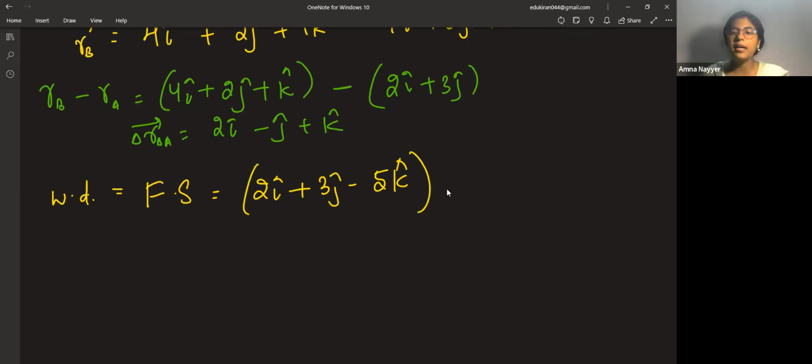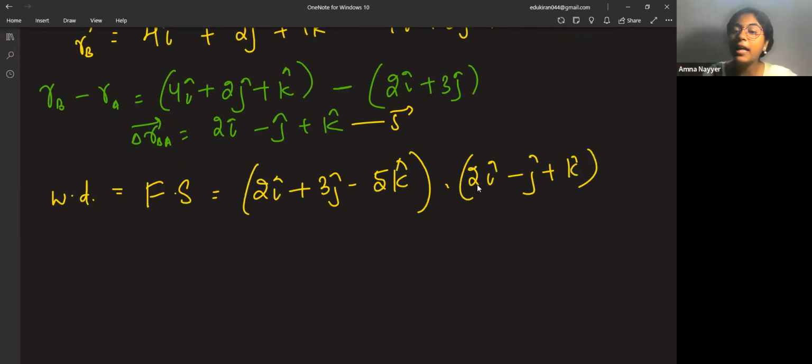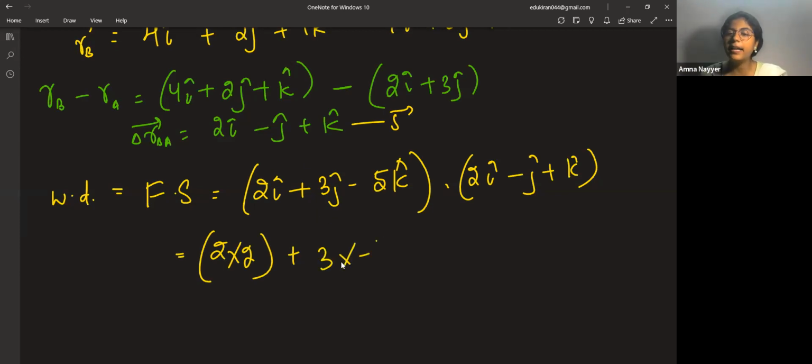This is multiplied to the displacement. What is the displacement? 2i cap minus j cap plus k cap. Now we have to multiply the coefficients. Like coefficients, you will multiply together. 2i cap multiplied to 2i cap, so 2 into 2. Understood? I cap dot I cap is 1. What is 2 into 2? This you will write. Plus 3 multiplied to minus 1. Plus minus 5 multiplied to plus 1.